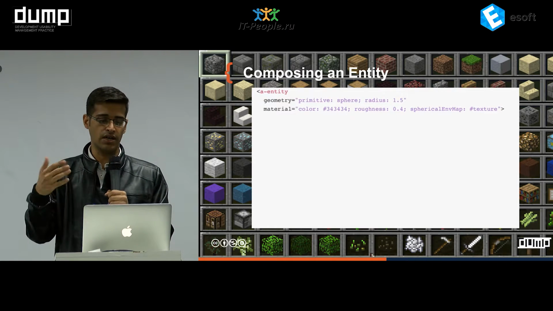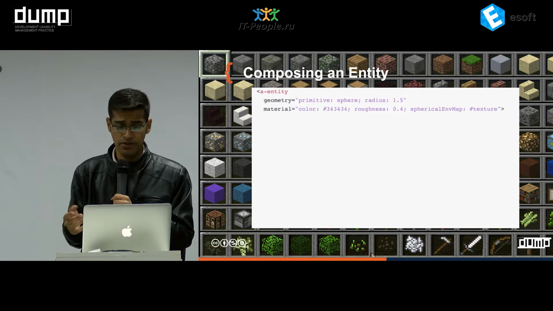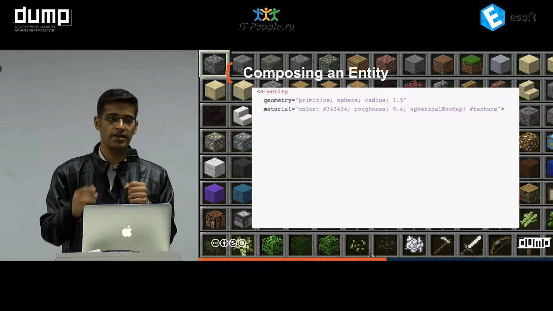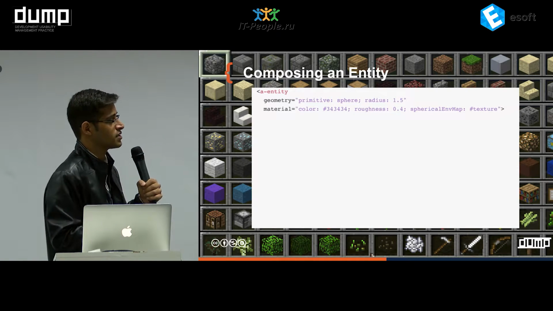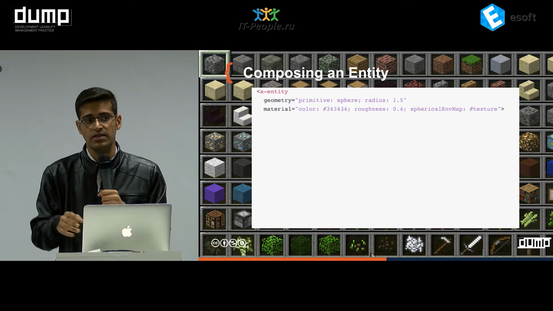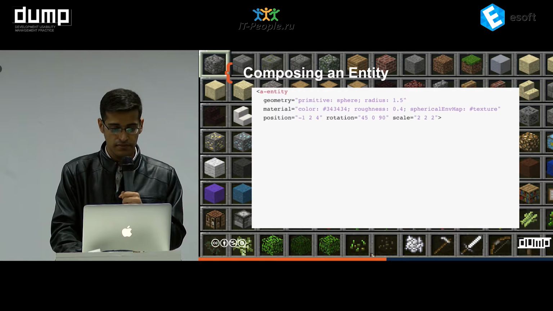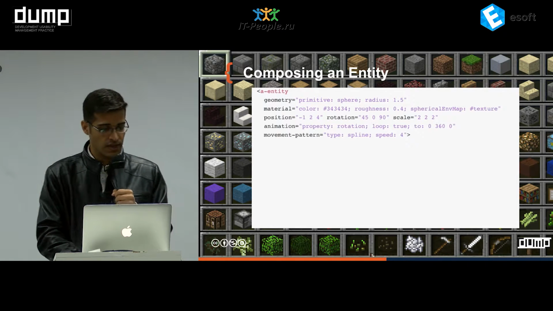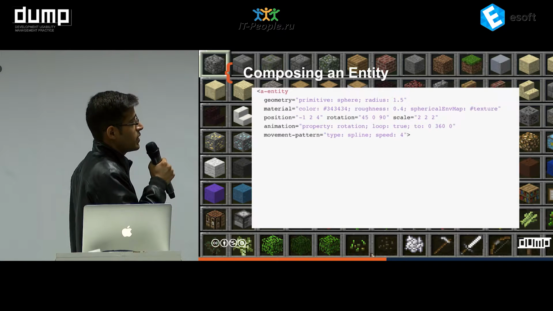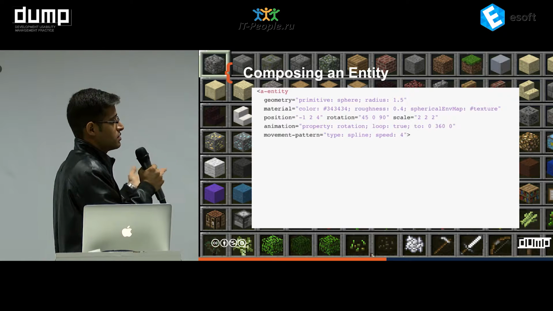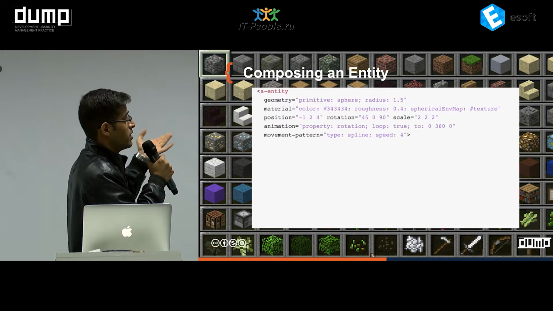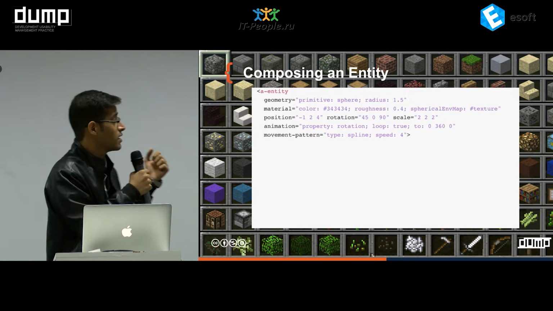So this is how an entity looks when you attach components to it. As you can see, the syntax is similar to CSS. The component names are HTML attributes, and the values of the properties of these components are basically the HTML attribute values. And here are some of the examples, like I've attached behavior to it using movement pattern and animation. I've attached functionality and appearance to it using the geometry, material, position, rotation, and scale attributes.